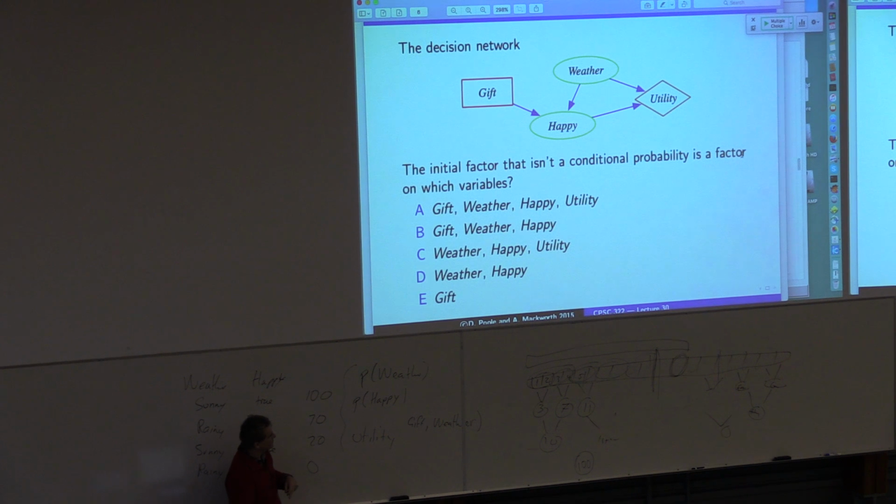Weather by itself wasn't an option anyway. It's conditional on nothing, but that wasn't an option anyway, no one said that, so it's definitely not gift. There are these three: this probability, this one, and the utility. But isn't happy conditional? Happy is conditional on gift and weather.